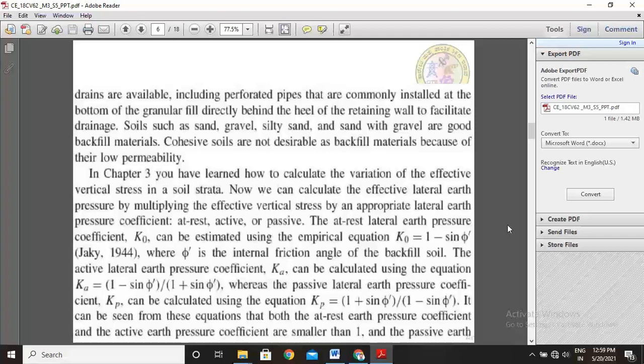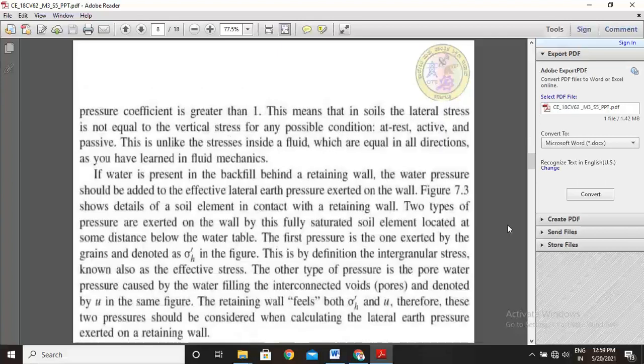It can be seen from these equations that both the at rest earth pressure coefficient and the active earth pressure coefficient are smaller than 1, and the passive earth pressure coefficient is greater than 1. Passive earth pressure coefficient is greater than 1.